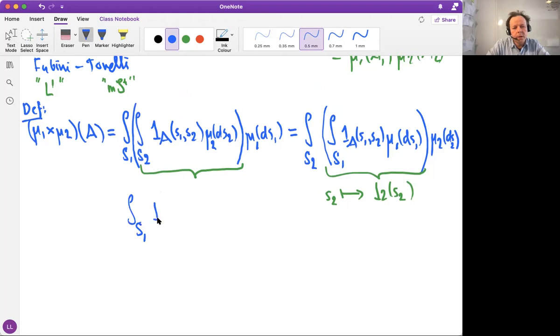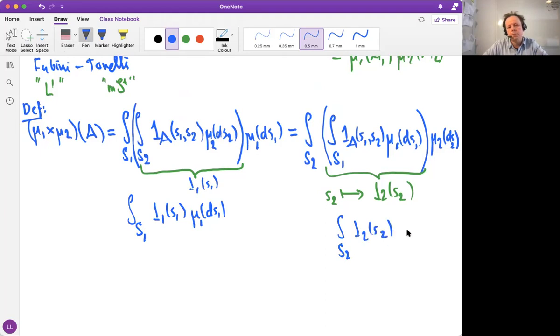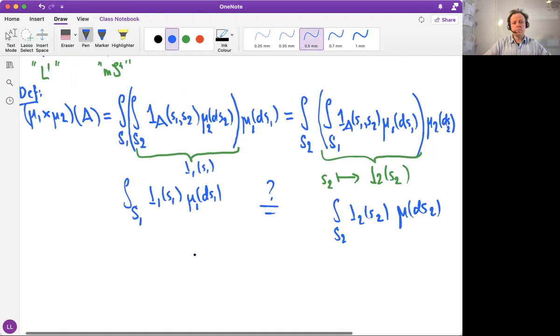And then we can write that what is here is actually the integral over S1 of this function I1 of S1, which was here. And then we integrate this thing with the mu1 measure. That's the way to do it. And here we integrate this I2 with measure mu2. Are these equal? They should be for this to make sense.